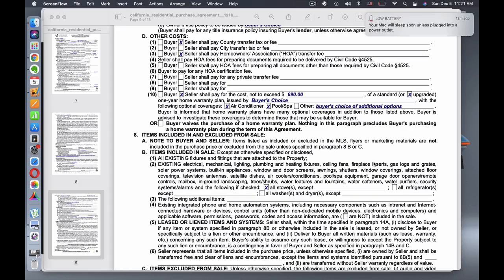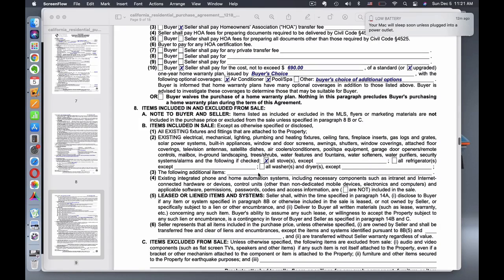The stove typically conveys or goes with the property. Refrigerators and washer and dryers are usually a negotiation point in all of these contracts. So it's important to understand that we can ask for things. It doesn't mean we always get it.